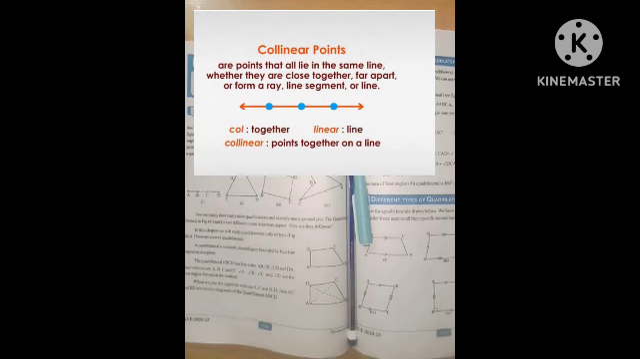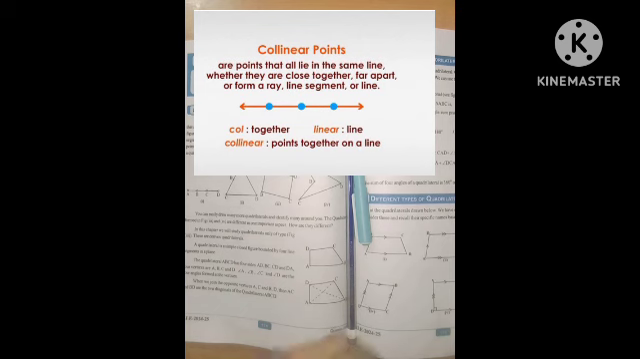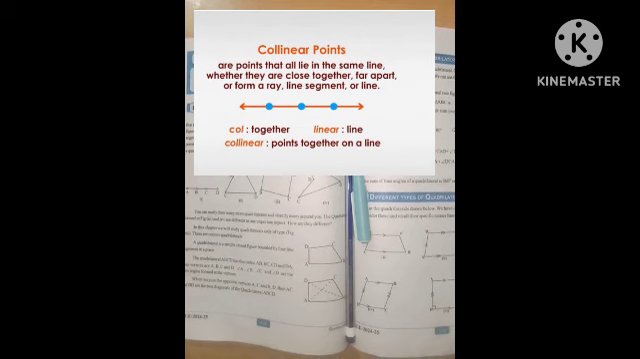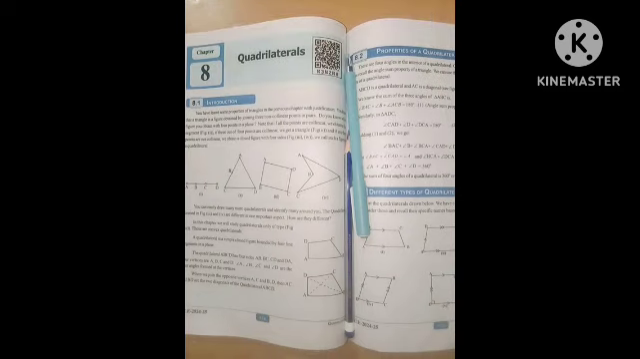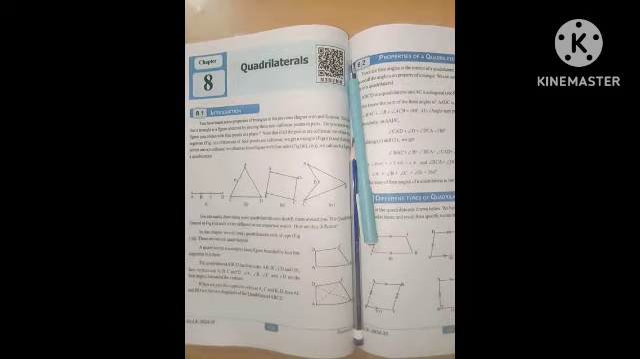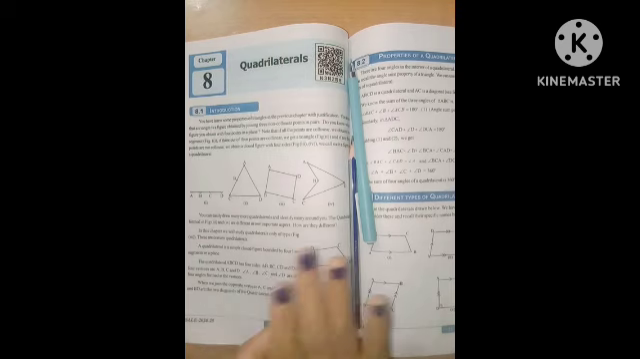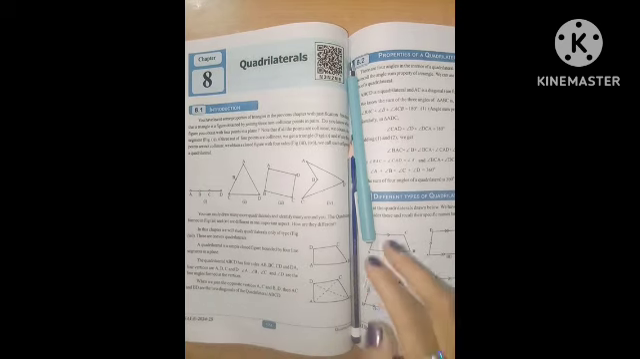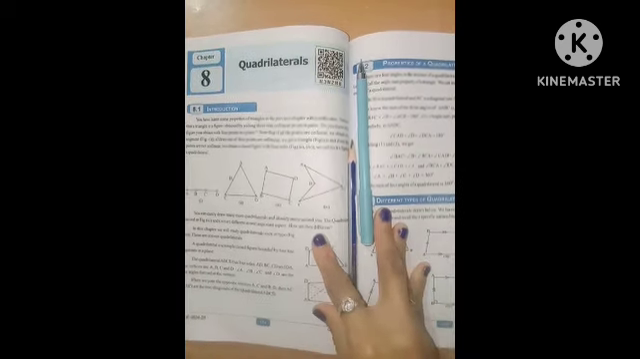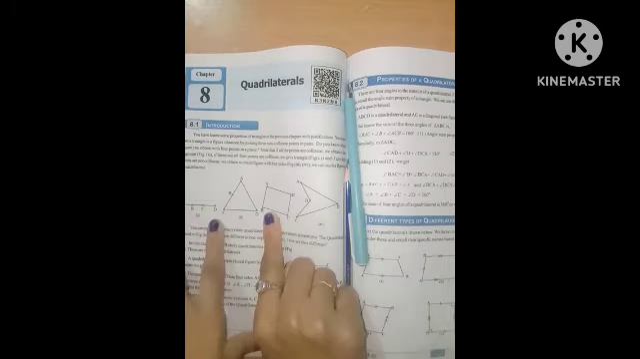Collinear is a Latin word. Col means together, and linear means in a line, in the same line. So points lying in the same line are the collinear points. See the textbook examples.